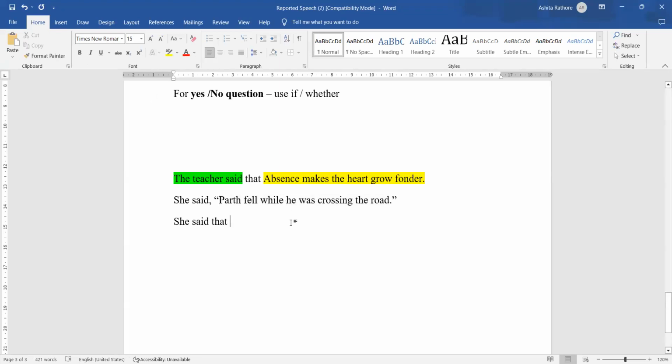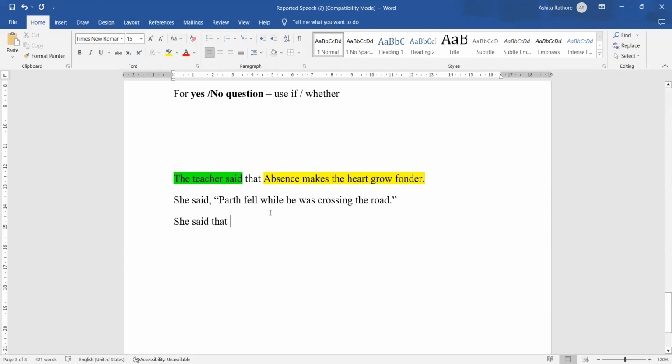Our main verb here is fell. Yes, just isolate the dialogue in its own self. In your sentence, the subject becomes Parth and your main verb ends up being fell. Now, in all the responses that I received, the majority of you ended up writing Parth fell and then some of the changes happened in the next part. That will not happen.